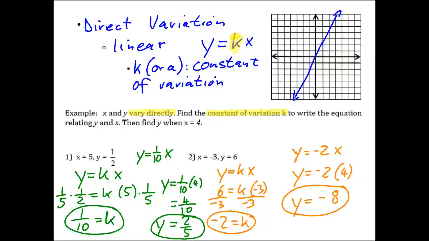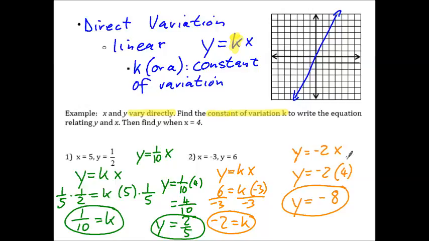Hopefully you arrived at the same answers. y is equal to k times x. If we plug in the numbers 6 for y and -3 for x, we get k is equal to -2. Plugging that into our equation, now for this direct variation, the equation is y is equal to -2 times x. And if x is 4, then y, in this case, needs to be -8.